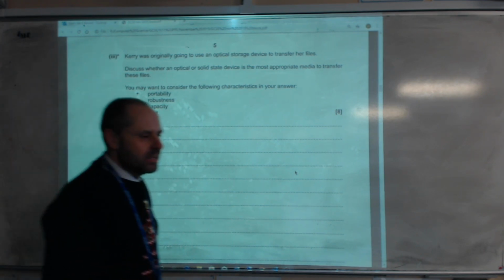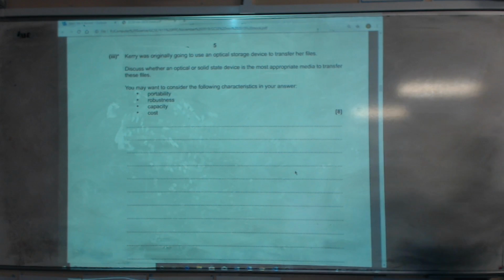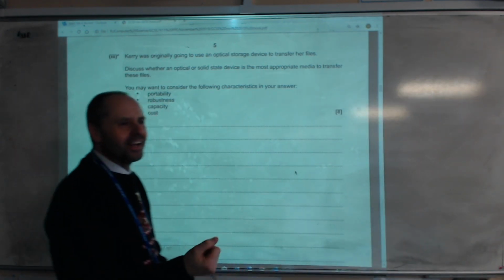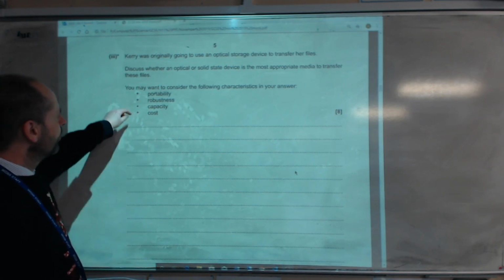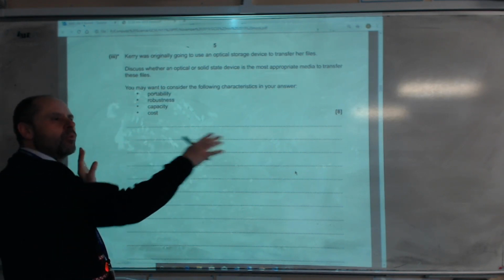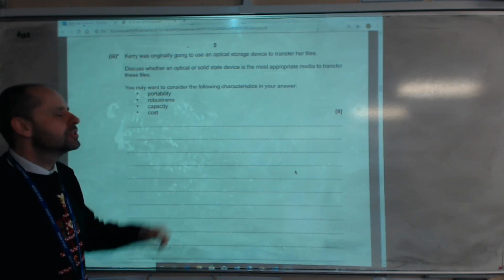Robustness. CDs get scratched. You can't scratch an SSD unless you really try hard with something like a grinder. Okay? So on robustness, you need to talk about that. What are the physical properties that make them robust?